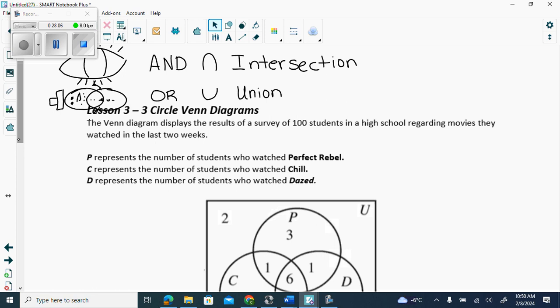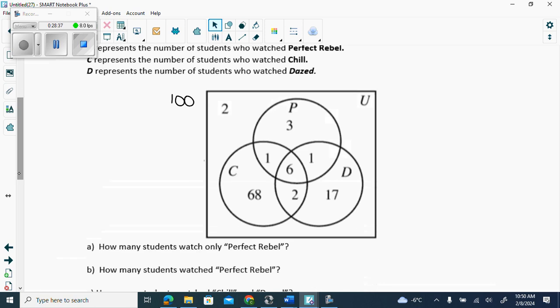All right. So here it says the Venn diagram displays the results of a survey of 100 students. I'm going to write the 100 out here, and I'm always going to double check to make sure that all of the numbers add up to 100. Now, 2 circle Venn diagrams have 4 pieces you need to fill in. 3 circle Venn diagrams have 8. So always make sure there's 8 numbers on it. 2 circle has 4 numbers on it, right? The 3 in the snowman and the 1 on the outside. 3 circles have 8. So if I look here, I have 1, 2, 3, 4, 5, 6, 7, 8 numbers. That's good.